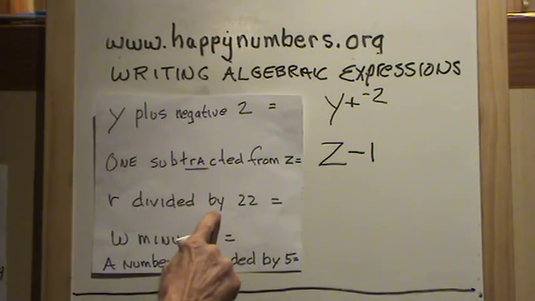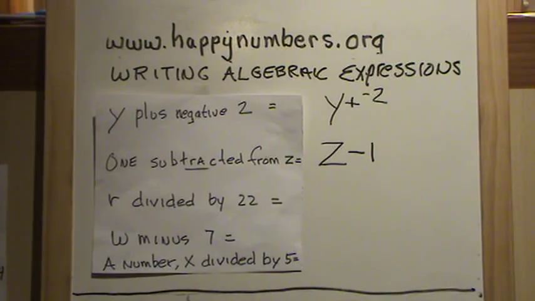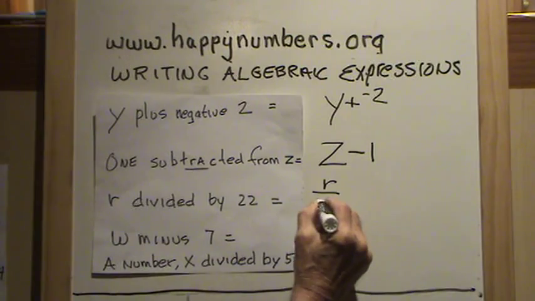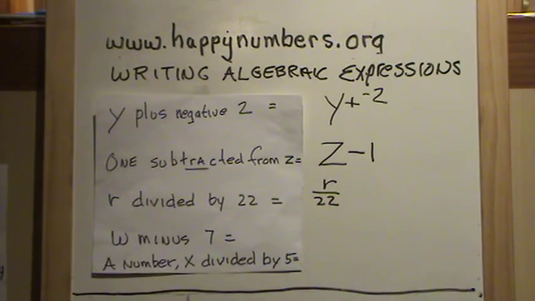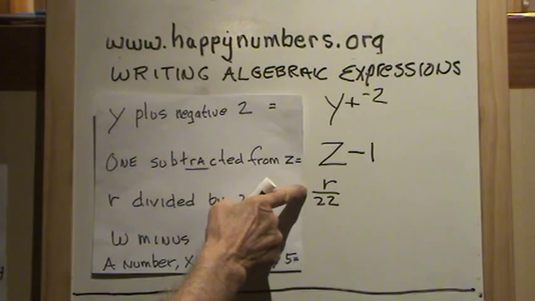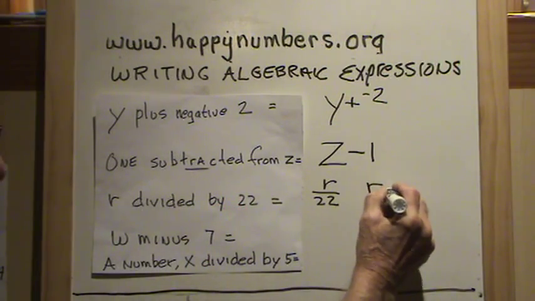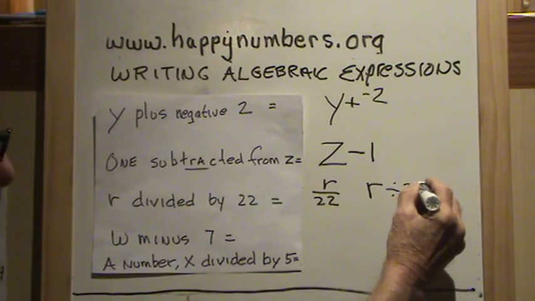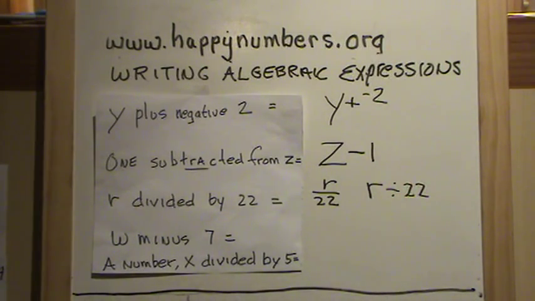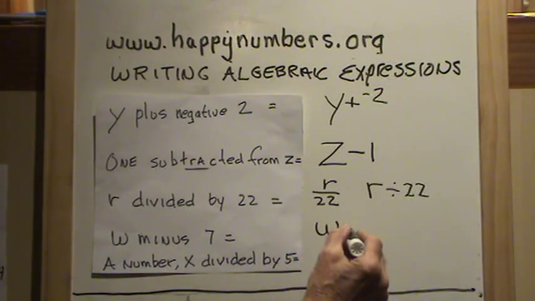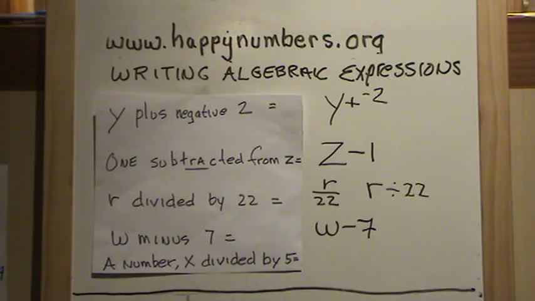R divided by 22. Well, we can write this a couple of ways. We know from our fractions that this is a division line. It means divided by. R divided by 22, or we could write R divided by 22. W minus 7. Well, W comes first, and from W we minus 7.